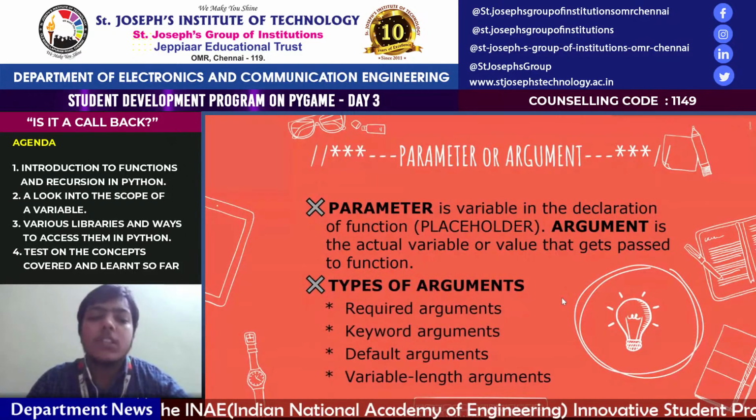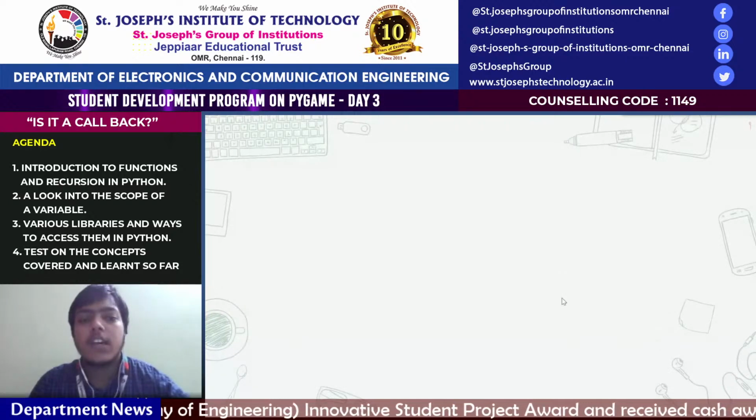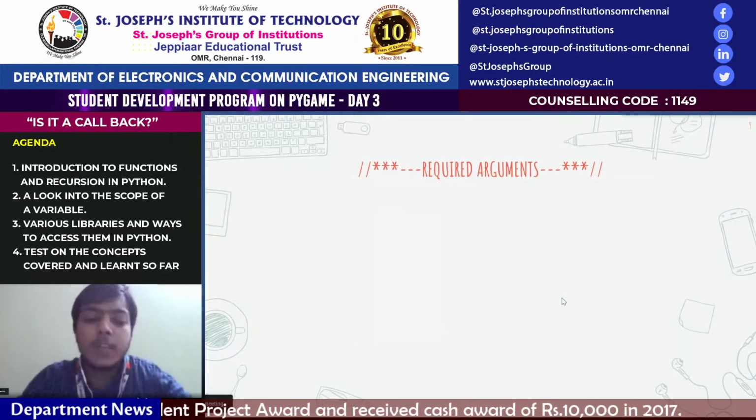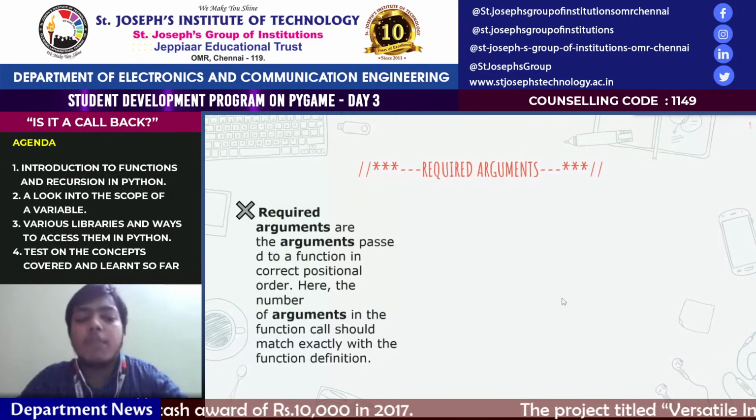The types of arguments are required arguments, keyword arguments, default arguments, and variable length arguments. First, we will be seeing required arguments. This depends on the number of arguments.